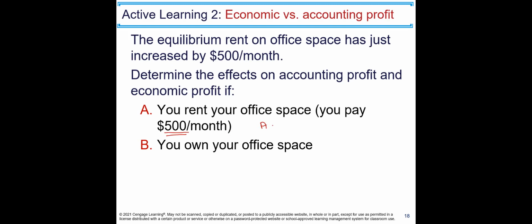Therefore, your accounting profit is going to calculate this $500 as a cost. Your accounting profit is going to be lower. If you own your space, accounting profit is not going to count this as an explicit cost. Therefore, accounting profit in this case is going to be higher. For economic profit, it's the same in both cases because economic profit is going to count 500 whether it's an explicit or an implicit cost.